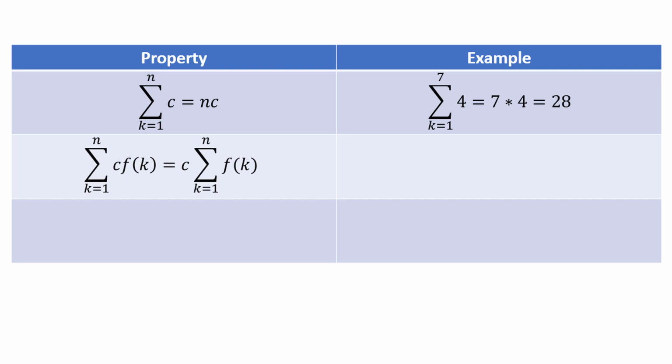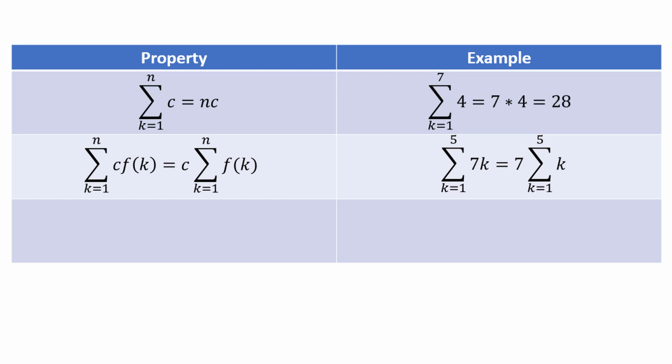The sum from k equals 1 to n of c times f of k is equal to c times the sum from k equals 1 to n of f of k, where f of k is just some expression that has k's in it. This just tells us that a coefficient on a term that is being summed can be brought outside to multiply the sum. For example, the sum from k equals 1 to 5 of 7k is the same thing as 7 times the sum from k equals 1 to 5 of k.